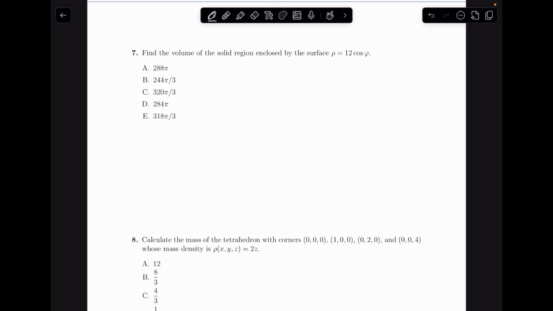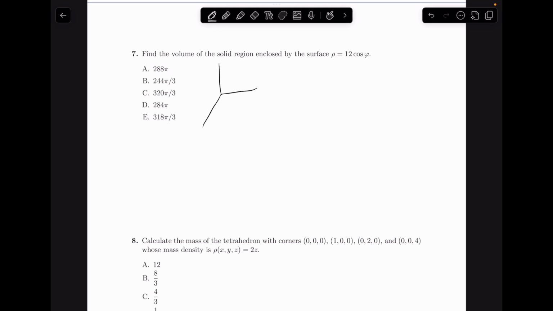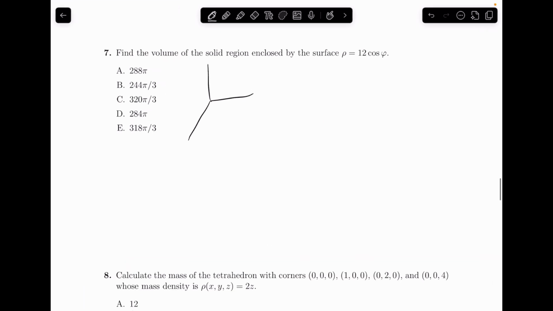All right. Question 7. Find the volume of the solid region enclosed by the surface rho equals 12 cosine phi. This is a pretty tough question. I can't really see them asking this again, but I think the easiest way to do this is to sketch out some points on this solid region. Let's say phi equals 0, then we're going to get rho equals 12 because cosine 0 is 1. So we have some sort of 12 here.